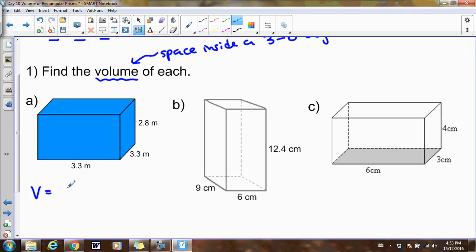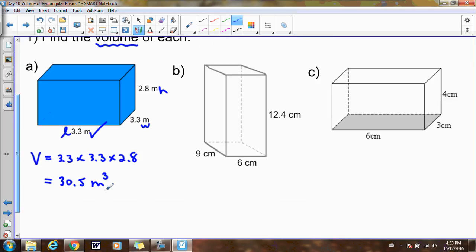So the length here is 3.3, multiplied by the width, which is 3.3 as well. And then the height is 2.8. Okay, so when you multiply them together, you're going to get 30.5. Now be careful because this is a volume. It's a three-dimensional object. We're going to have the volume as meters cubed. Okay, so this is called meters cubed.